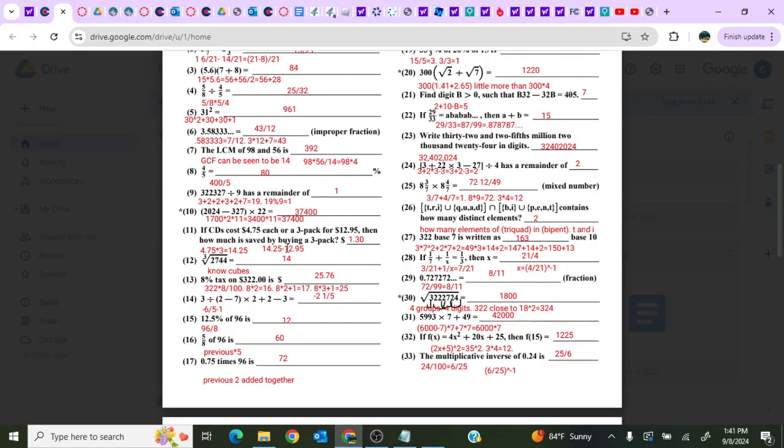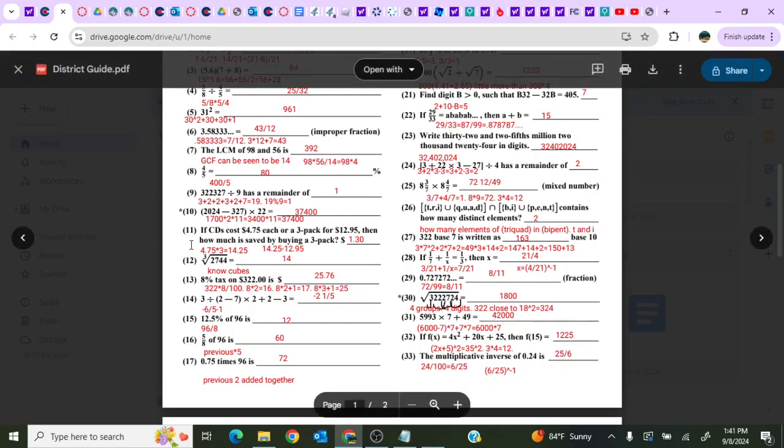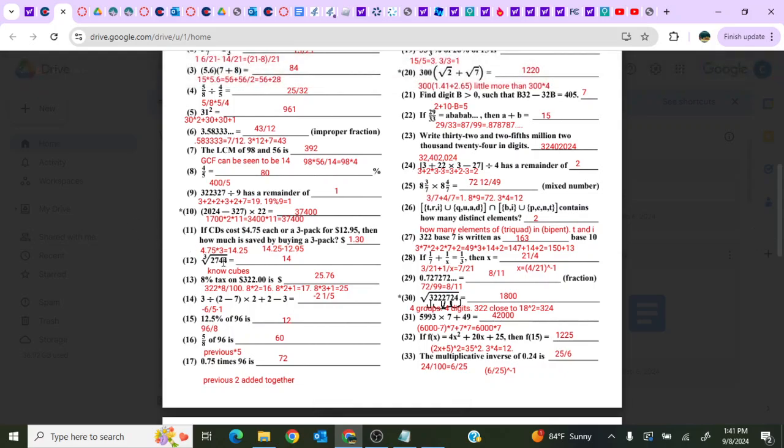Number 12, cube root of 2,744. This should be a well-known answer for 14 cubed. That's just a cube you should know.